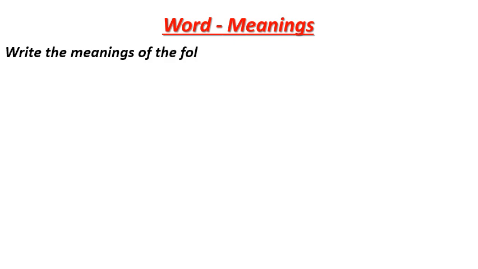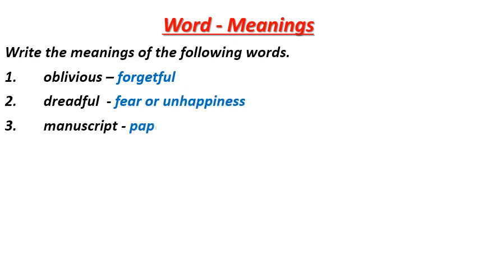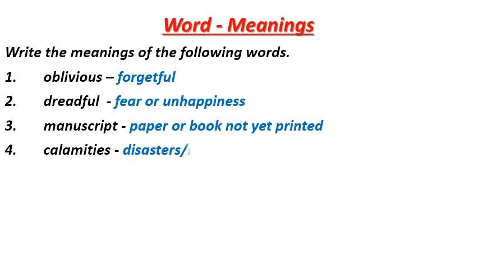Now let us discuss word meanings in detail. The question is, write the meaning of the following words in your English Fair notebook. Number 1, oblivious means forgetful. Number 2, dreadful means fear or unhappiness. Number 3, manuscript means paper or book not yet printed. Number 4, calamities means disasters or misfortunes.